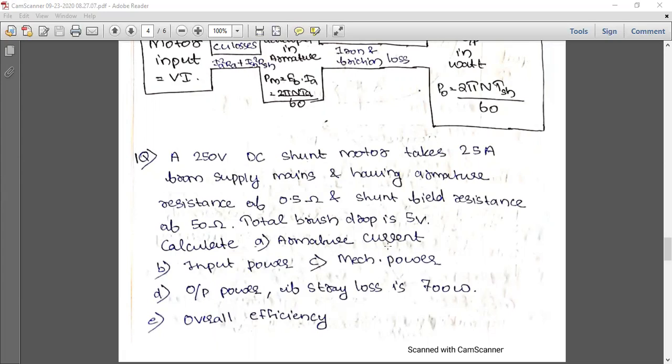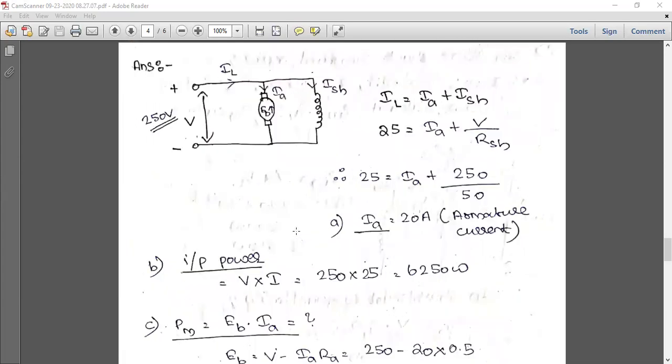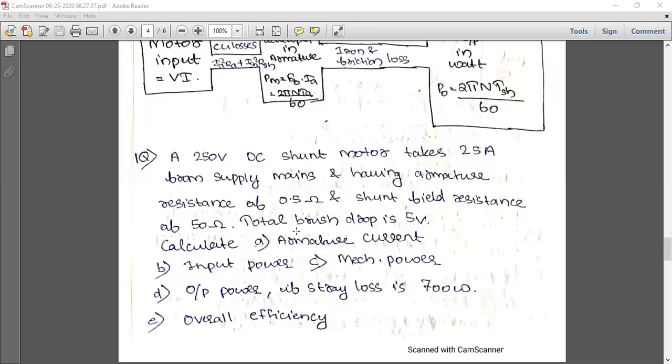Okay. So now what do we need to find out? We need to find out the armature current, input power, mechanical power, output power if stray loss is 70 watt, and then the overall efficiency. All these equations I have already explained. Just see the problem, you will understand more. I will be happy if you can pause the video and try the problem by yourself. And if you're not able to understand, then see the solution.